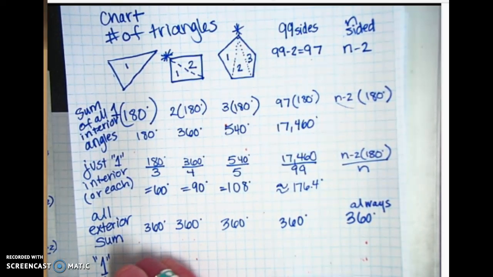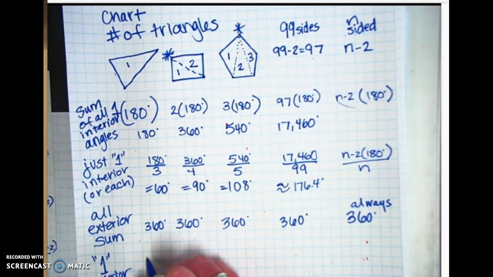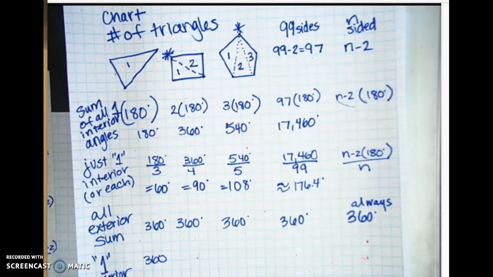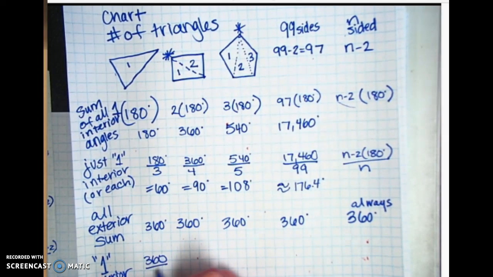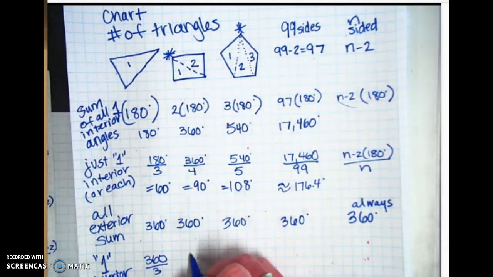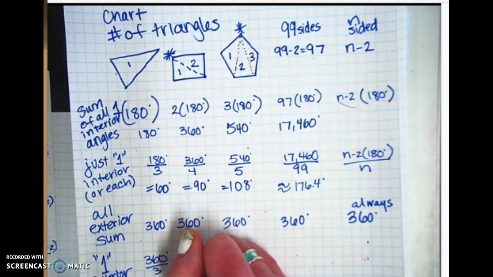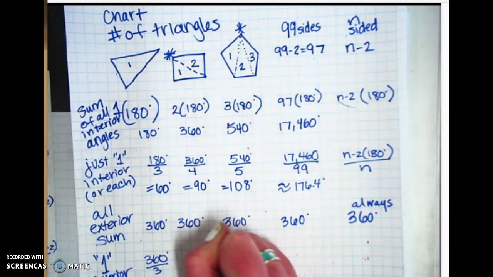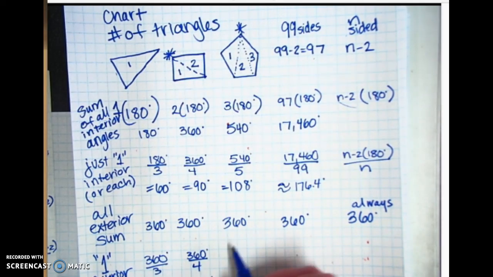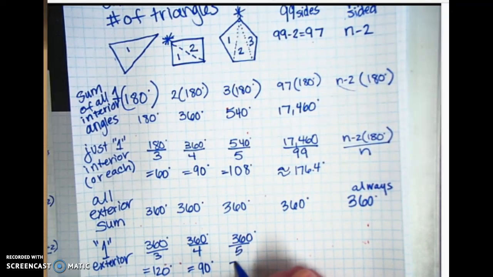Okay? And the last one is when you have one exterior angle. Since the answer is always 360, you start with 360 and you divide by the number of sides. So a triangle has 3 sides, so 360 divided by 3 is going to be 120. Then you do a quadrilateral, 360 divided by its 4 sides is going to be 90 degrees. And then a pentagon, always 360 divided by the number of sides, 5. You should get 72 degrees.